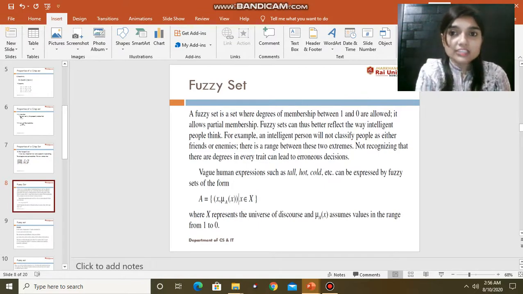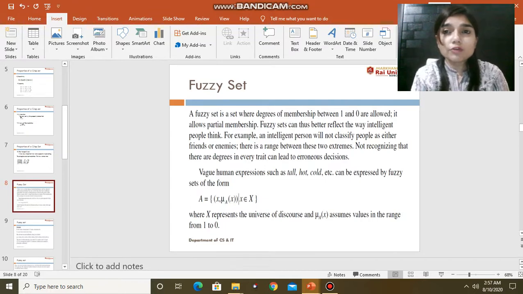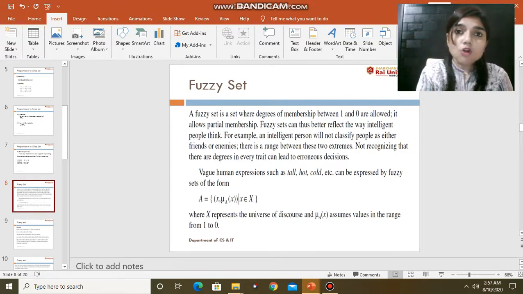Mu of A of x means membership function of the element x which belongs to the set A. And here capital X is the universe of discourse. Universe of discourse means the base that we have taken, what we have considered in order to make our set. For example, if the universe of discourse is animals on the earth, then the sets that can be formed using it are the set of water animals, the set of birds, the set of insects.